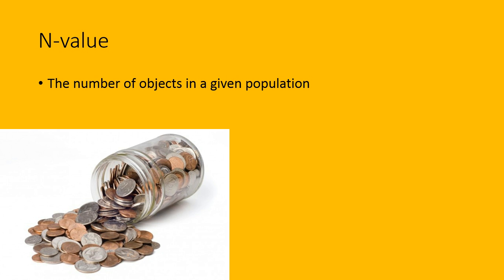Now, the N value. The N value is the actual number of that population. So if I have a jar full of pennies and there's 150 pennies, 150 would be considered the N value. The entire population, that number is called the N value. So whatever the total population is, the N value is the number of objects or people in the population.